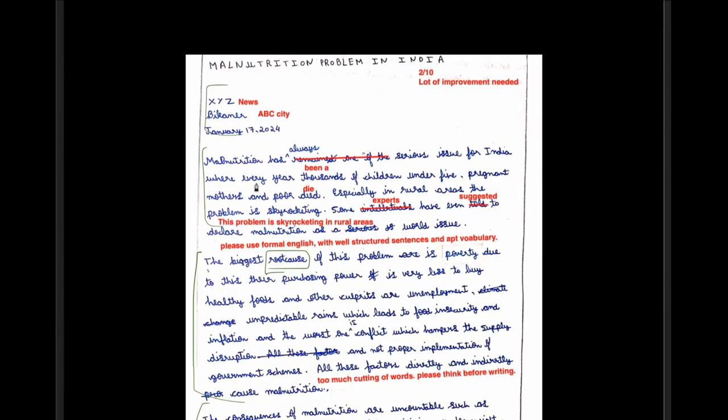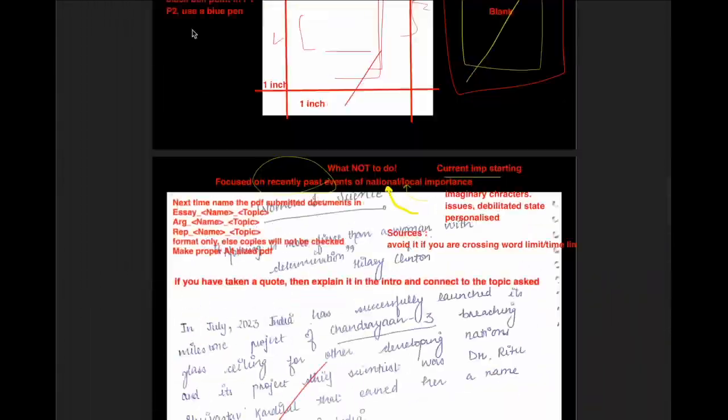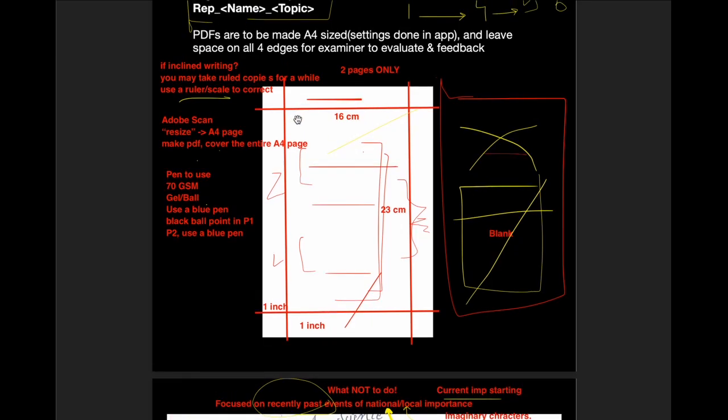Now, what is the format you follow? The heading of the report will be given in the QCAB. I explained that you have a QCAB in front of you. The question will be written here, okay? So you don't have to worry about that. Your question will be written here, and you will start writing from here.